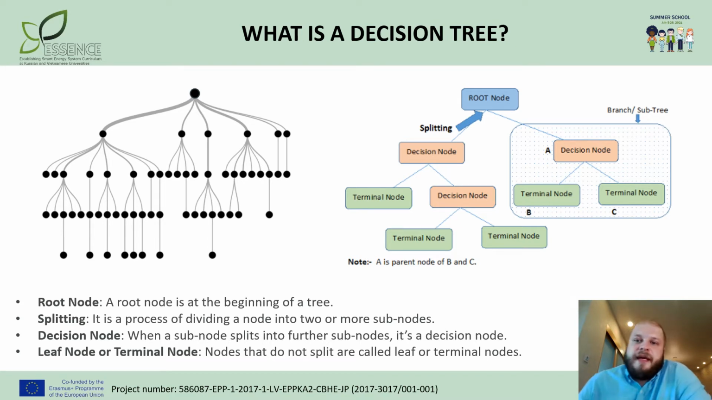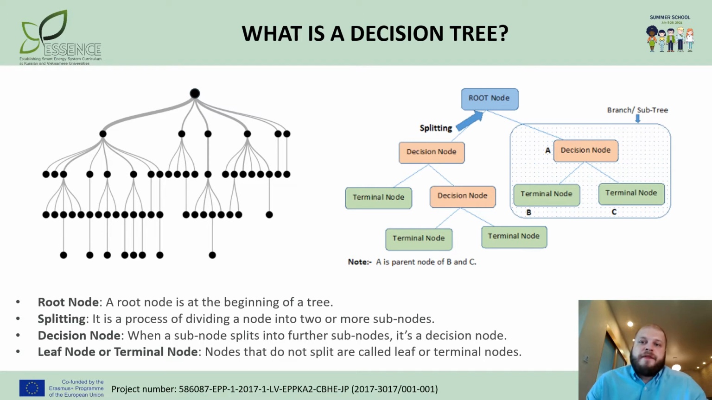Actually, a decision tree is a decision support tool that uses a tree-like model of decisions and their possible consequences, including chance event outcomes, resource costs, and utility. So it is one way to display an algorithm that only contains conditional control statements. Decision trees are commonly used in operations research, specifically in decision analysis, to help identify a strategy most likely to reach a final goal. But actually, decision trees are also a popular tool in machine learning.